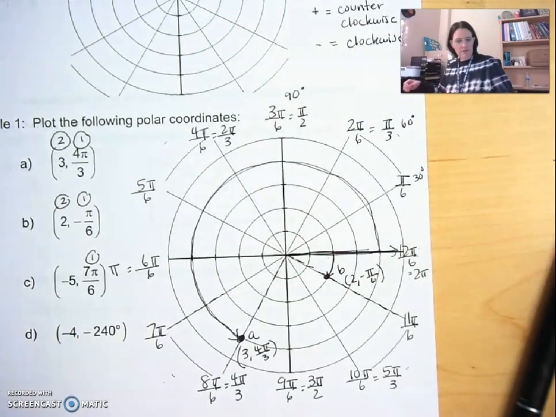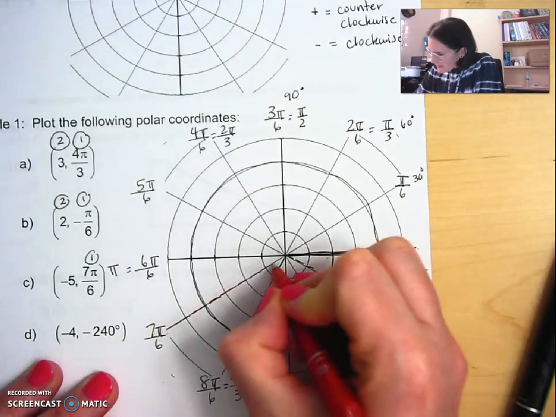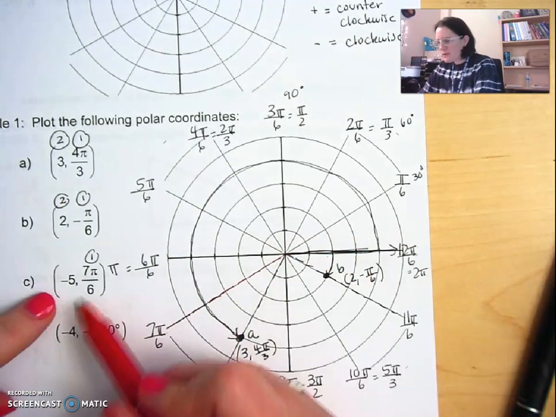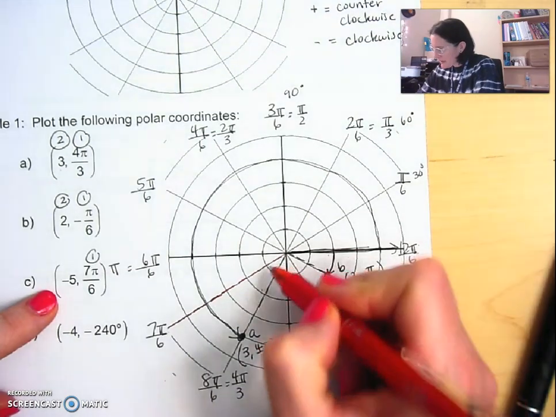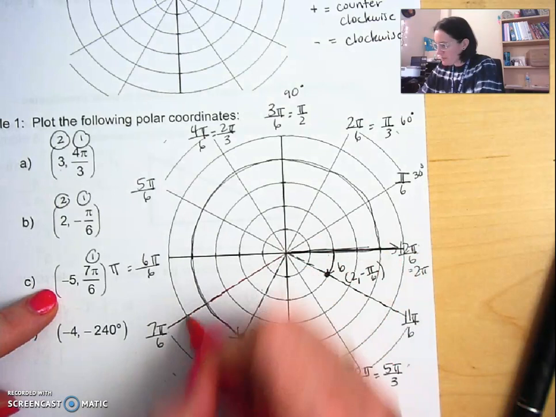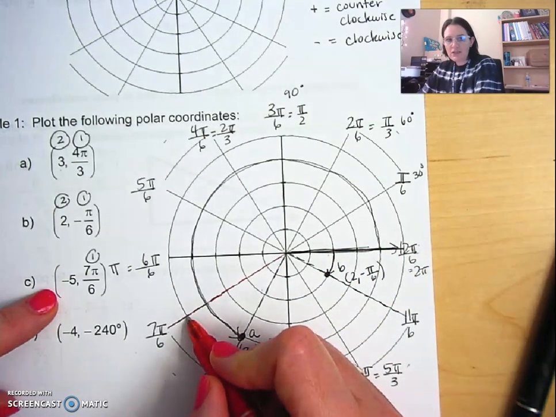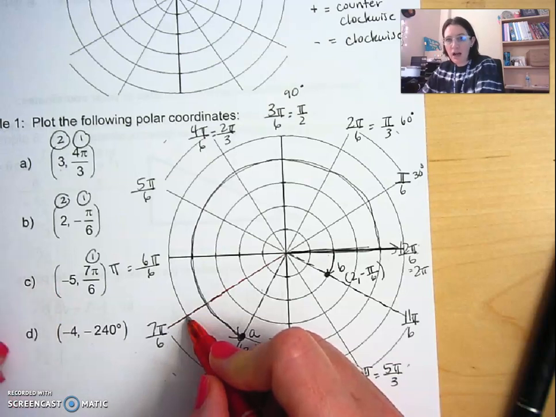Let me get a different color. So here's 7 pi over 6. Now, if this was a positive 5, my point would be at the 5th circle: 1, 2, 3, 4, 5. It would be here on the 7 pi over 6 angle. But it's not a positive 5. So negative 5 means we need to go on the same angle line, but in the opposite direction.